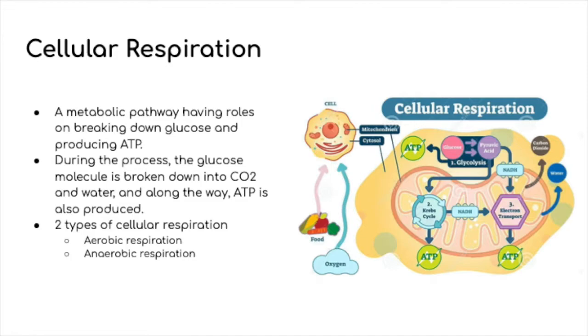Cellular respiration. Cellular respiration is a metabolic pathway having roles in breaking down glucose and producing ATP. During the process, the glucose molecule is broken down into carbon dioxide and water, and along the way, some ATP is produced directly in the reactions that transform glucose. There are two types of cellular respiration, which are aerobic respiration and anaerobic respiration.